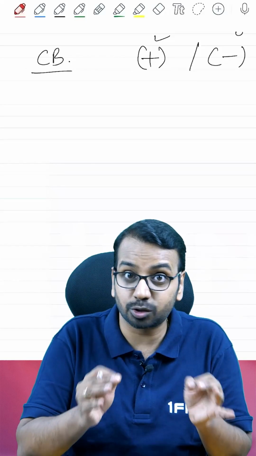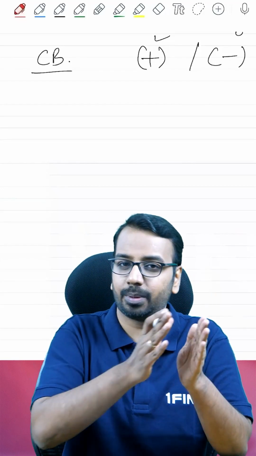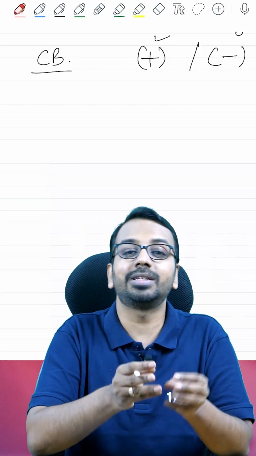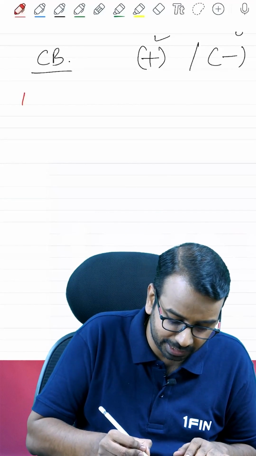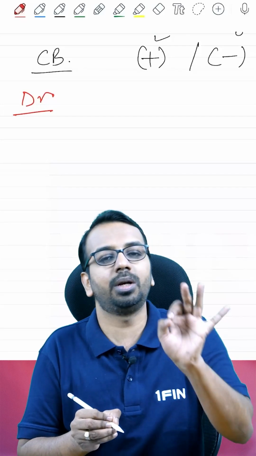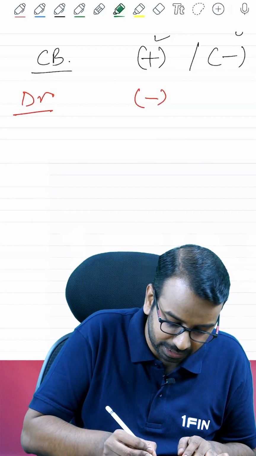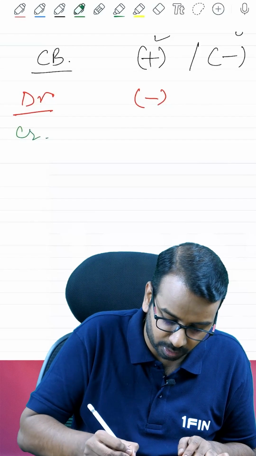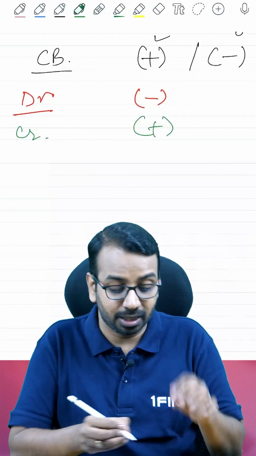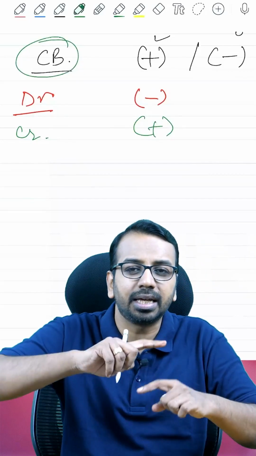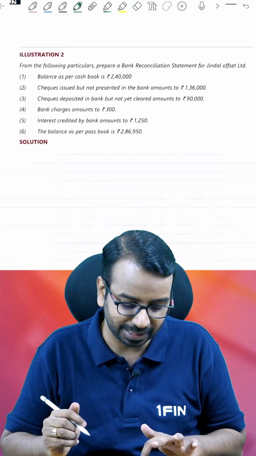Then after this, you will check what are those items which have only been debited, either by the bank or by the business, or which have only been credited, either by the bank or by the business. What do I mean by that? If it is only debited by one party, you will minus, and if it is only credited by one party, you will add. All debits minus, all credits add. This is when you start from the cash book. Exactly opposite you will do when you start from the passbook. So let's prove this with an example.